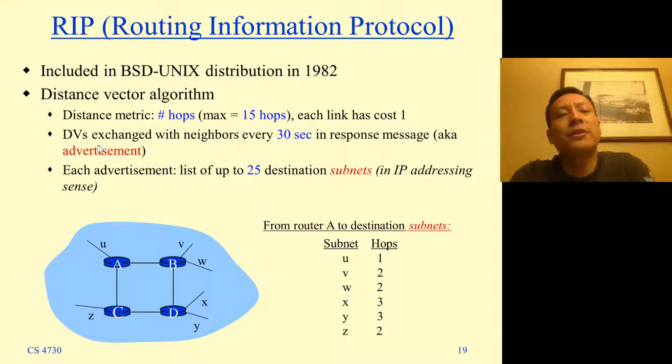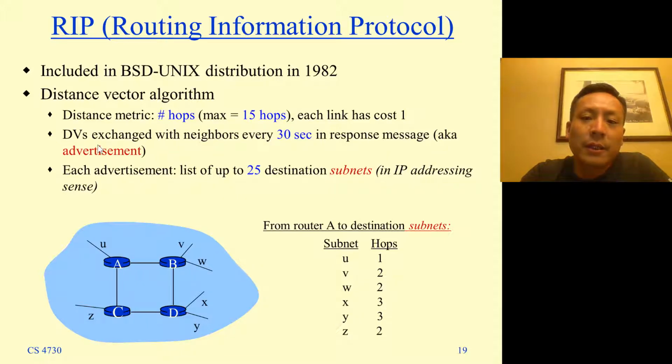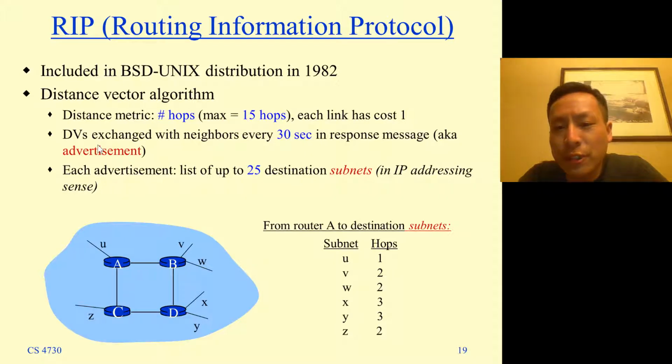And because it's a distance vector algorithm, the neighbors need to exchange this distance vector every 30 seconds by using advertisement or response messages. And each advertisement can provide up to 25 destination subnets. So which means in every update you can exchange 25 vectors, 25 destinations, right?